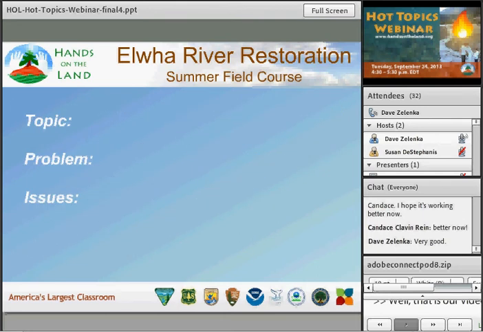Okay, so let's use Gail's method for determining what the topic and the problem and the issues are for this particular project. Well, some might say it's watersheds, and some might say it's habitats. That's the broader topic here for the Elwha River restoration.